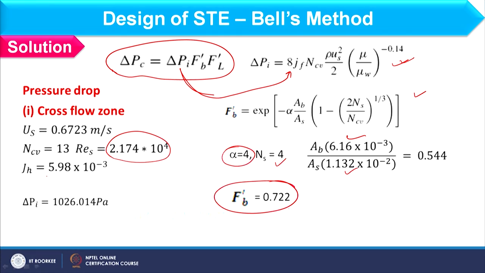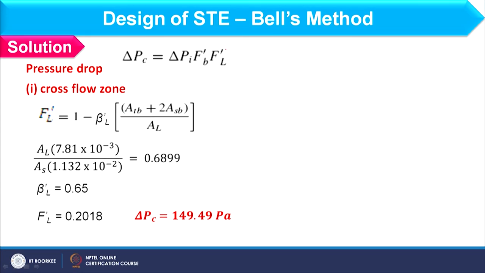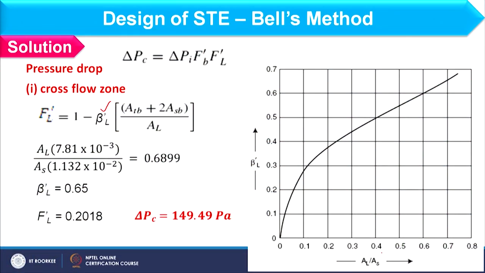putting all these values in FB dash you can find out the bypass correction factor for pressure drop as 0.722, right. And for the cross flow zone, we should also find out the leakage correction factor, okay. So the expression of the leakage correction factor is the same, only the beta L dash value will differ, fine. So you can find out the beta L dash value from this graph depending upon AL by AS, and all these values you have already calculated. That comes out as 0.69, and based on that beta L dash you can obtain as 0.65, and so the FL value you can consider as 0.2018. So considering delta PI, FB dash and FL dash, you can find out the pressure drop in the cross flow zone as 149.49 Pascal, right.